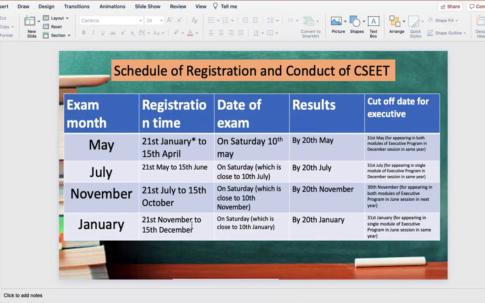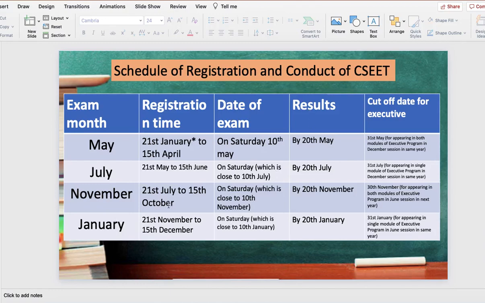If you want to write in January of any year, registration is from 21st November. So for those people in the November exam, 15th October is the last date. And for the January exam people, 21st November to 15th December. Everybody clear? Yes? Okay, examinations are mostly on the 10th of that month: May 10th, July 10th, November 10th, January 10th.